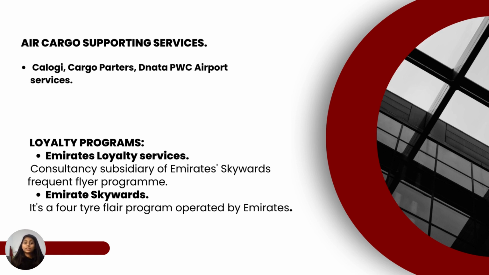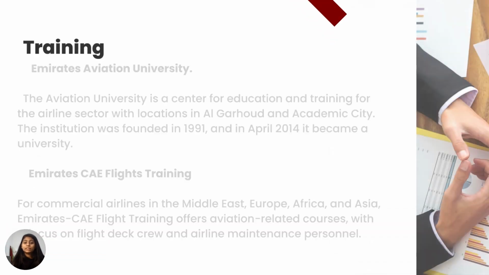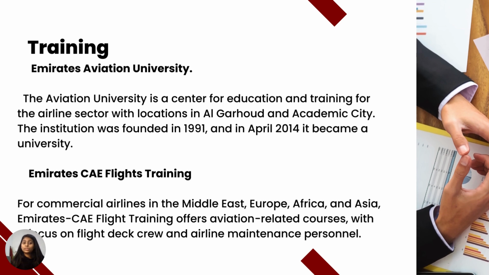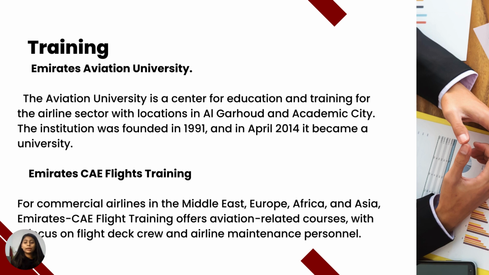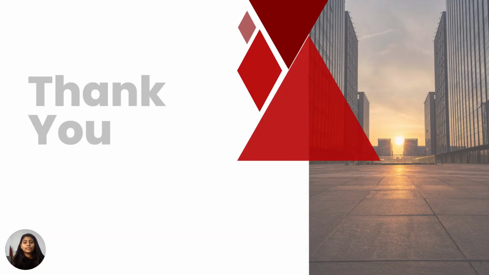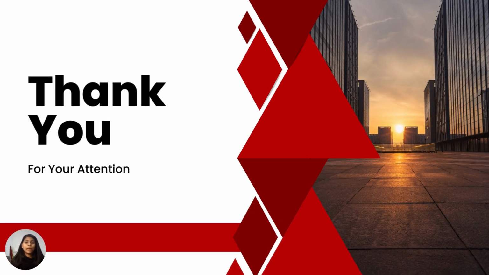Then they have loyalty programs like Emirates Loyalty Services and Emirates Skywards. Then they have training services like Emirates Aviation University and Flight Catering Academy. So that's all about the subsidiaries of Emirates Group. We have discussed the history, corporate management, the subsidiaries, and more of Emirates Group. I hope everyone got an idea of Emirates Group. Thank you for your attention.